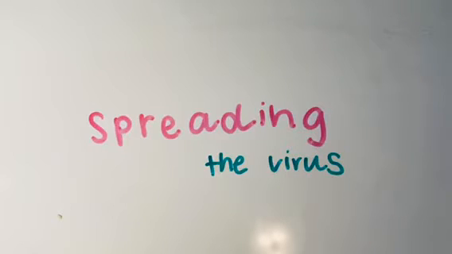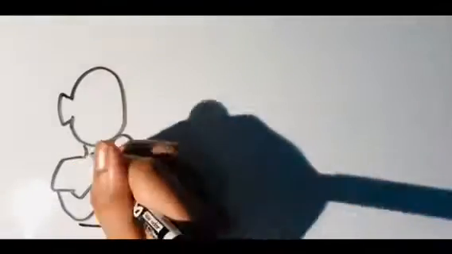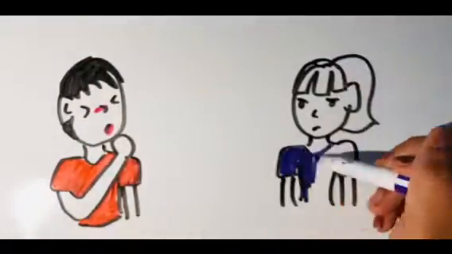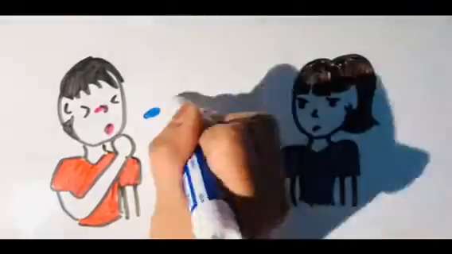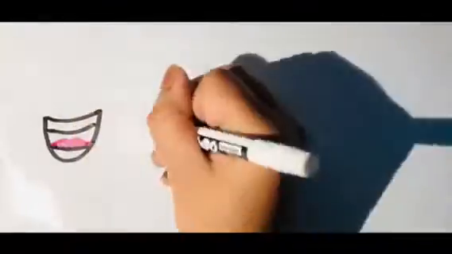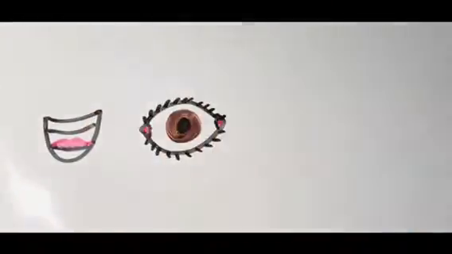So how does COVID-19 even spread? Well, droplets from an infected person who coughs, sneezes, or even talks can end up on another person. And if those droplets land in another person's mouth, eyes, or ears, they have a chance of being infected too.